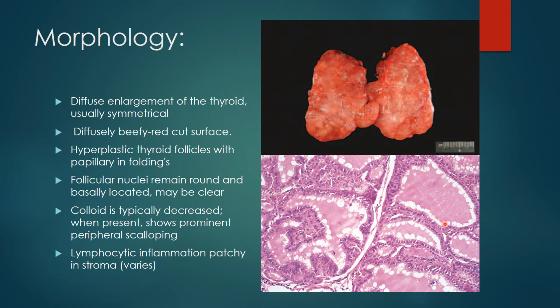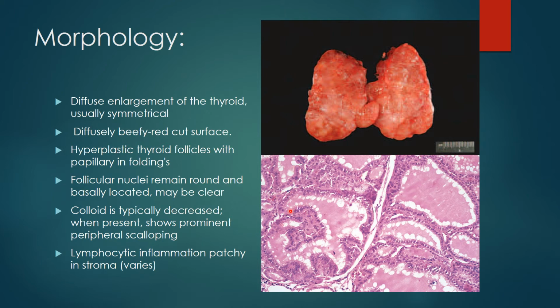There are deficient areas, these which are near to the epithelium. So colloid is decreased, and when it is present, it shows prominent peripheral scalloping. Peripheral scalloping, that is these empty spaces which are near the epithelium. This is called peripheral scalloping. It also shows lymphocytic inflammation, which is patchy in the stroma. It may vary in its concentration or degree.